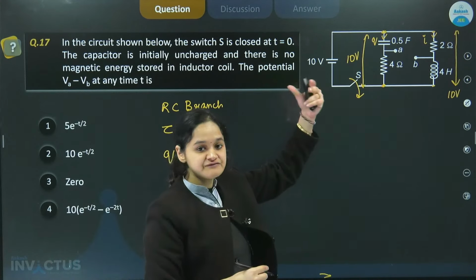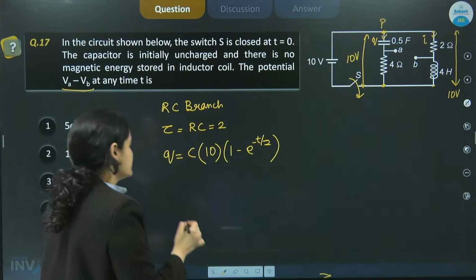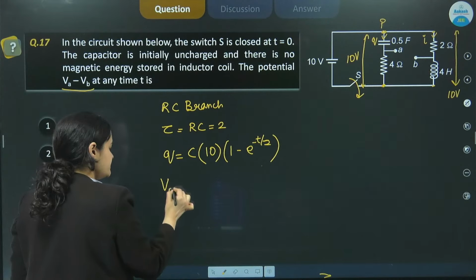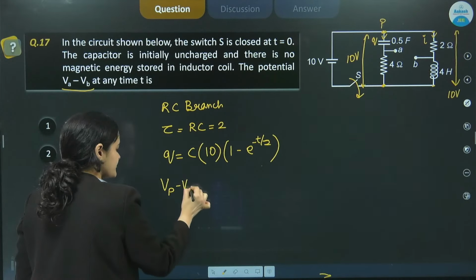Next, see what we have to find out: the value of VA minus VB. So I'm assuming this point to be P, this point as A, and I want to find out Vp minus Va. This is equation 1. I am interested in finding out Vp minus Va because I am going to calculate this using the charge we just calculated, Q by C. So this turns out to be 10 into 1 minus e to the power minus t by 2. This is the value that we are getting.